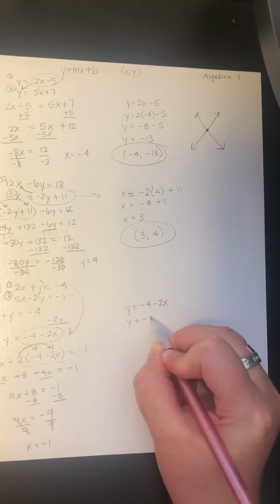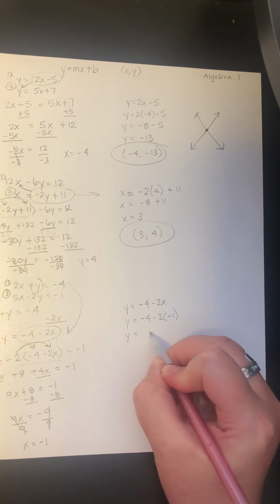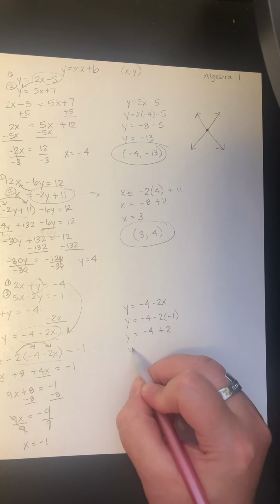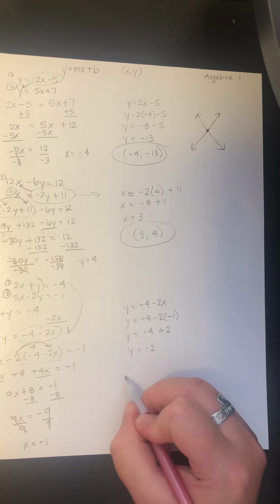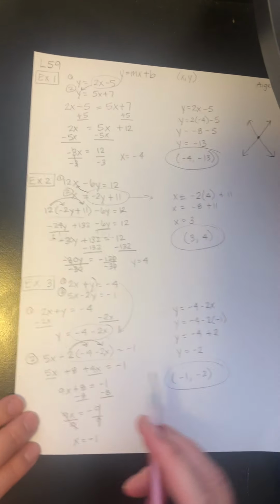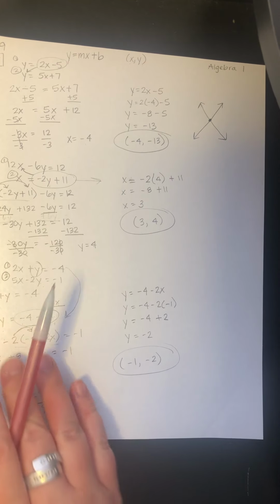We're solving for y and we're going to replace x with negative 1. If we solve, we have y equals negative 4 plus 2. Y equals negative 2. Now, write as an ordered pair negative 1, negative 2. If you were to graph these two lines, they would cross at the point negative 1, negative 2. Make sure you're writing your answers as ordered pairs.